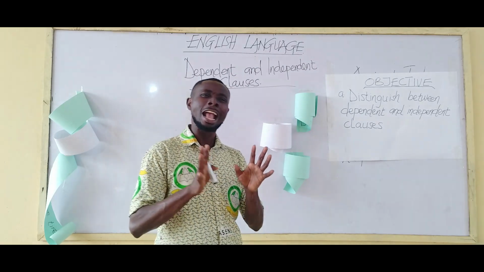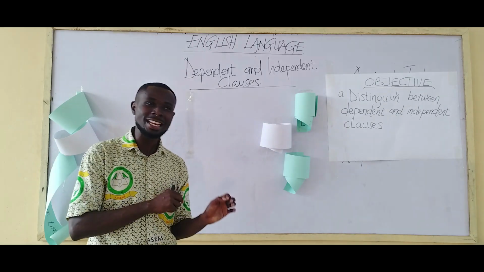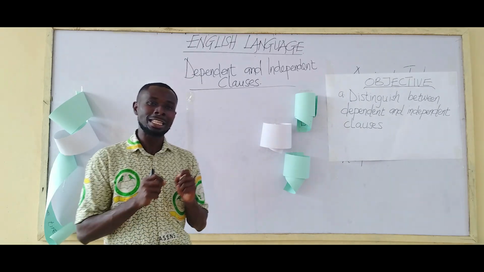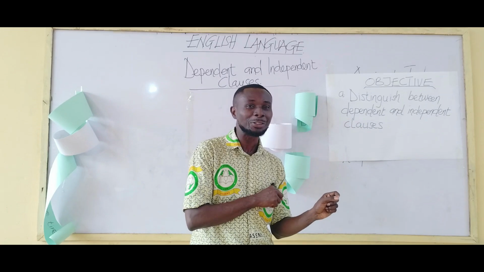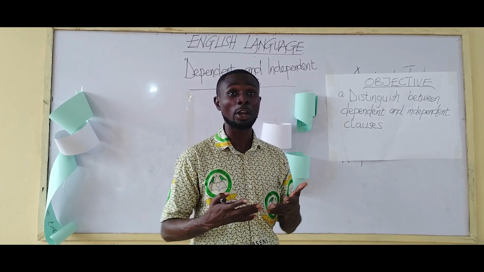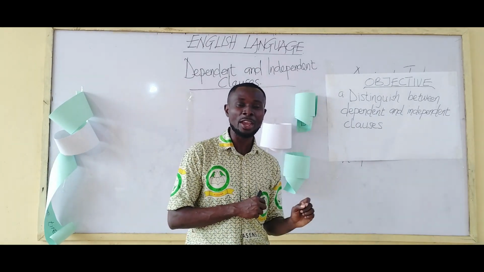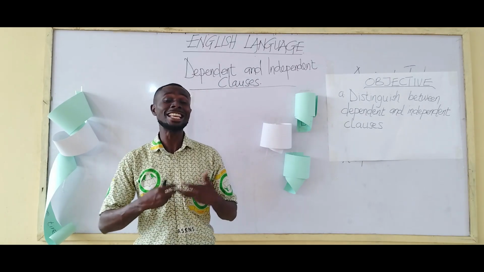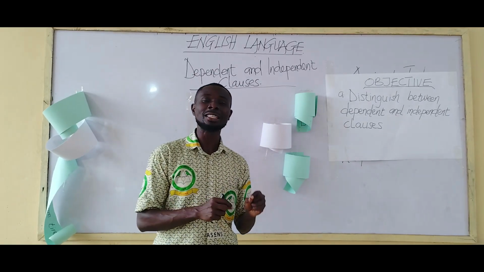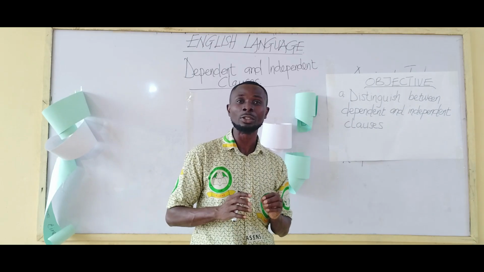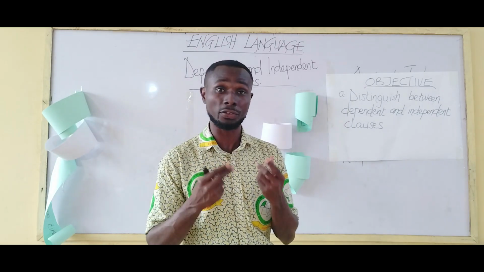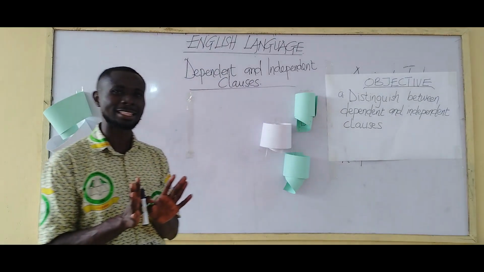So when we say a clause is dependent, that means that clause relies on another clause for its full realization or its full meaning. In the same way, when we say an independent clause, that means that clause can stand alone to give a complete meaning or thought. Now let's look at some examples.